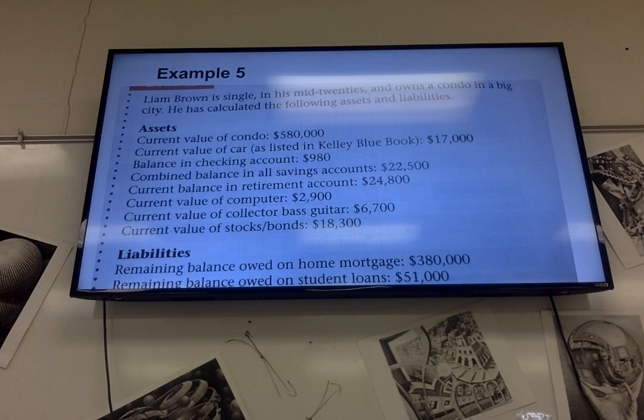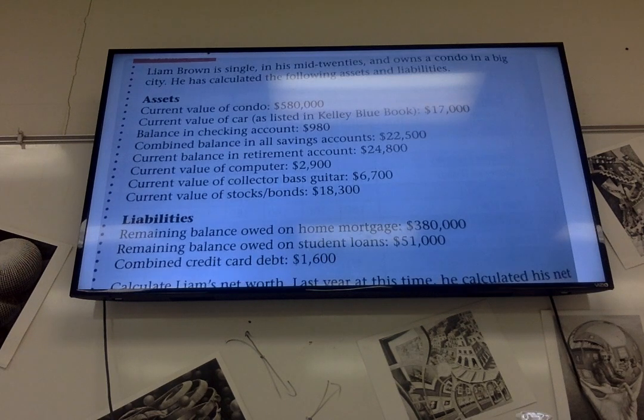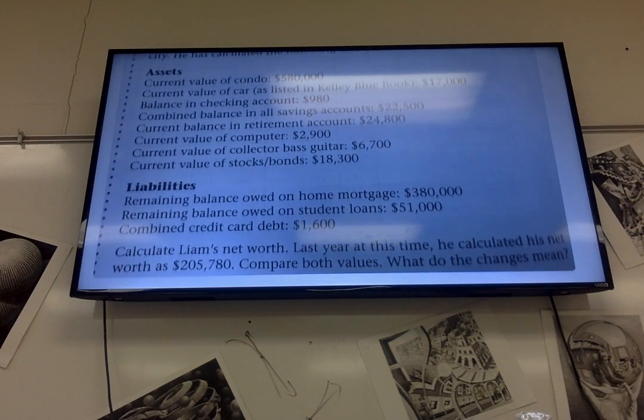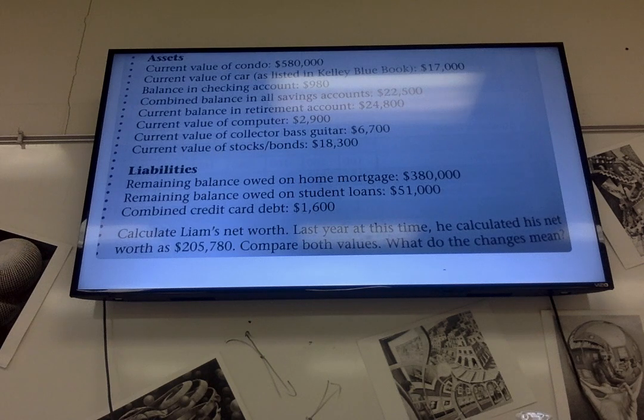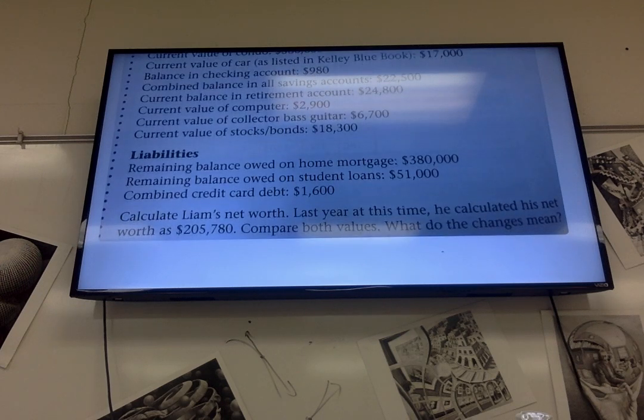So, we have this guy, single, in his mid-20s, owns a condo in a big city, and he has calculated the following assets and liabilities. So if you don't have your calculator, you need to grab it. So assets, it gives you liabilities. He owns part of his condo, but he still owes some. He has some student loans, some credit card debt, and so on. Last year, he calculated his net worth as $205,780. We're going to compare both values and what do the changes mean.